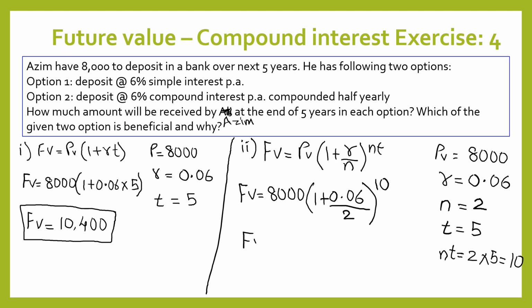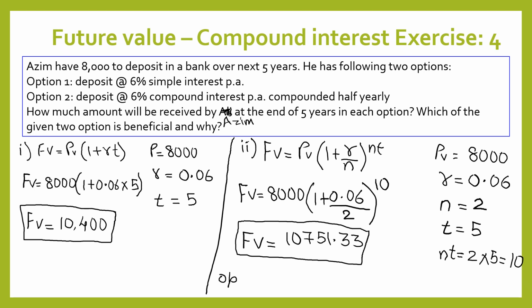So here in option 2, when you calculate 8,000 into bracket 1 plus 0.06 divided by 2, bracket close, power of 10, we'll get the answer 10,751.33. So here you can make the comparison. See, option 1 how much? It is 10,400. Option 2, 10,751. So what we will write? Which one is more beneficial? Option 2 is more beneficial. It is given in the question. You have to write from there only. No need to remember anything.